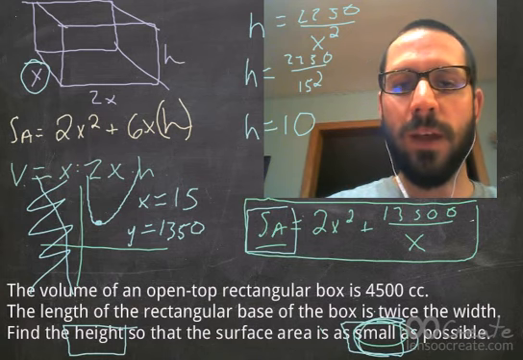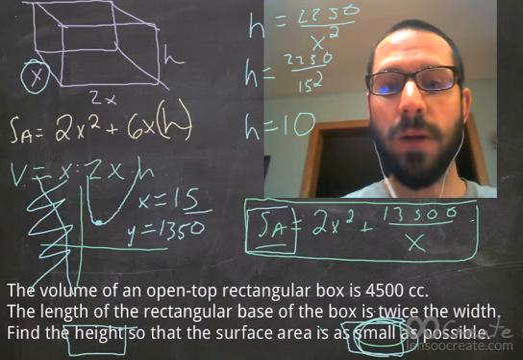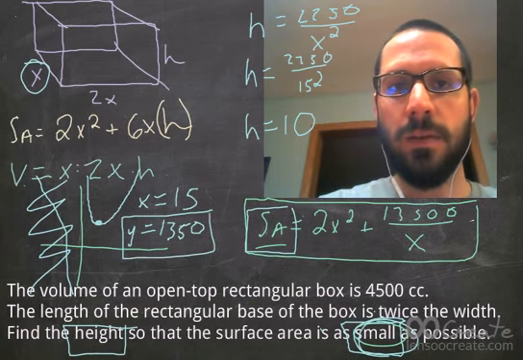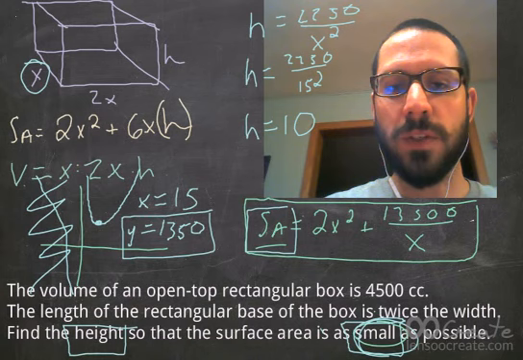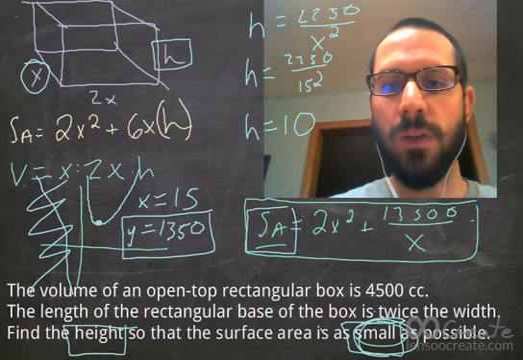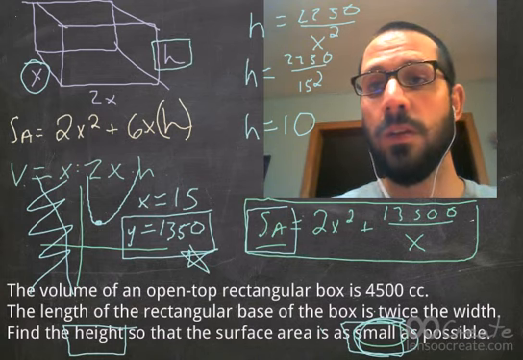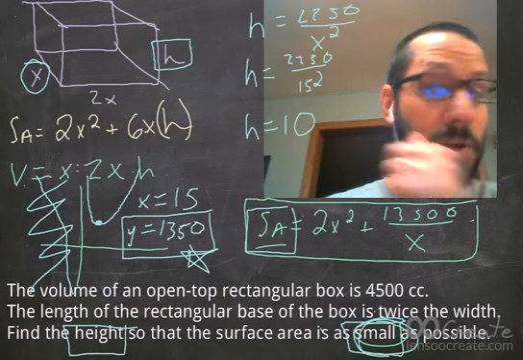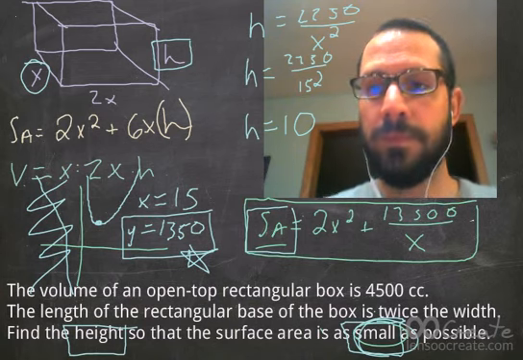Now it didn't ask, but understanding what the y value was, I feel, is another important part of this problem. So h is 10, and our smallest surface area would be 1350 square centimeters. All right, now you try.